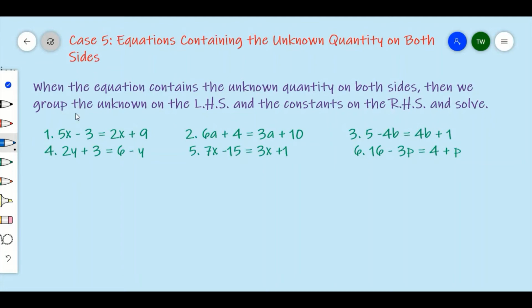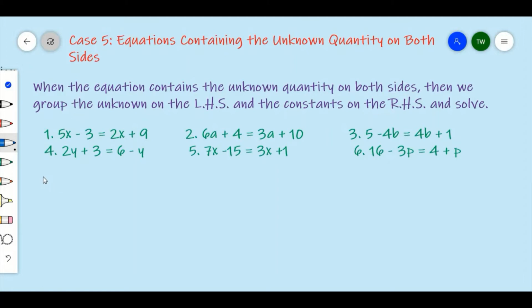Case 5. Equations containing the unknown quantity on both sides. Now, there's a key point that you need to note. When the equation contains the unknown quantity on both sides, then we group the unknown on the left-hand side and the constants on the right-hand side and solve, right? And here we have 6 examples, and we are going to go through each of them.